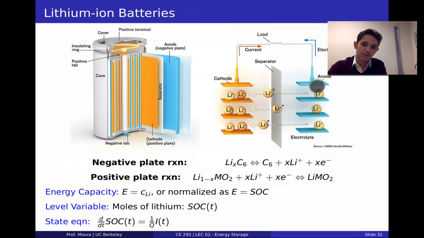Importantly, we have lithium carbon on the anode. So when people say lithium-ion battery, it means lithium carbon anode. A lithium metal battery has a pure lithium anode. I'll talk about that on a future slide here. So the level variable and the state equation are similar to lead acid. The moles of lithium on the anode basically dictate how much energy is stored in our lithium-ion battery. And this is known in the battery industry as state of charge. And then we have the same state equation here.